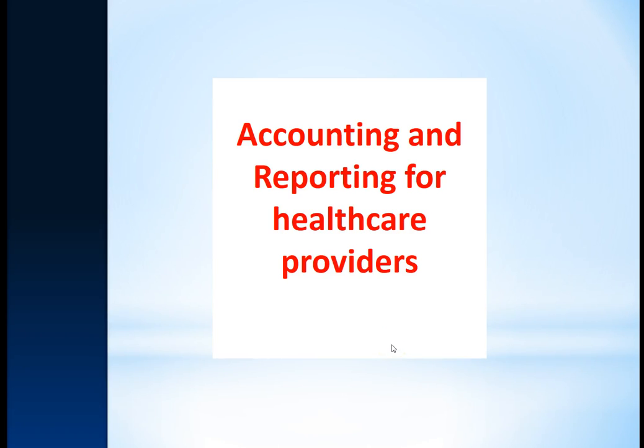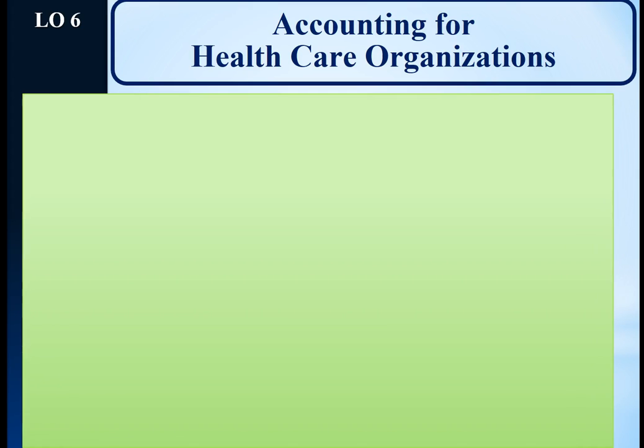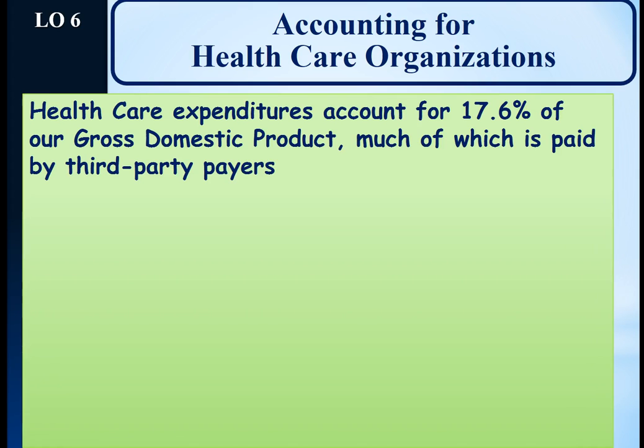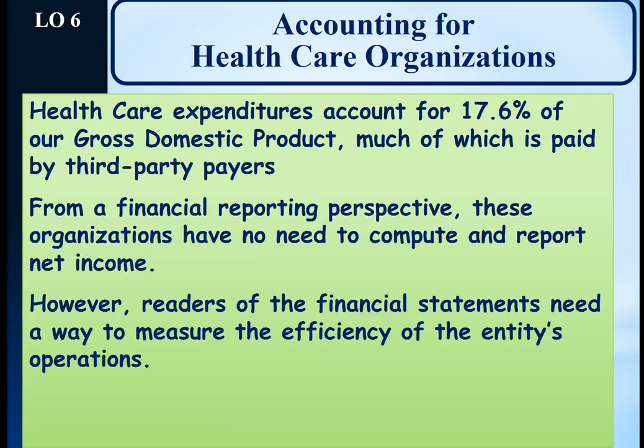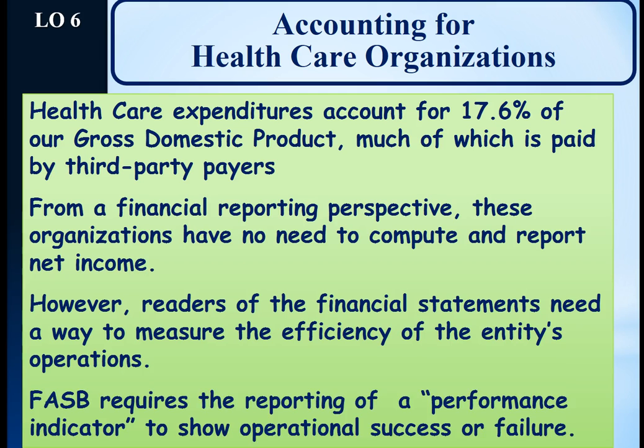Accounting and reporting for healthcare providers is what's covered in this presentation. Healthcare expenditures account for 17.6% of our gross domestic product, much of which is paid by third-party payers. From a financial reporting perspective, these organizations have no need to compute and report net income. However, readers of the financial statements need a way to measure the efficiency of the entity's operations. And this is why the FASB requires the reporting of a performance indicator to show operational success or failure.